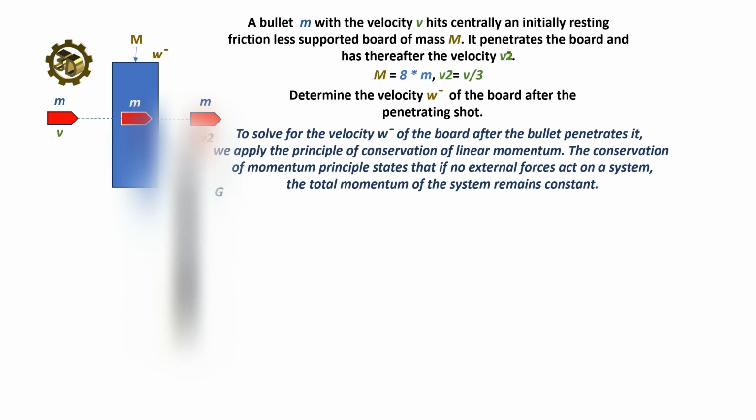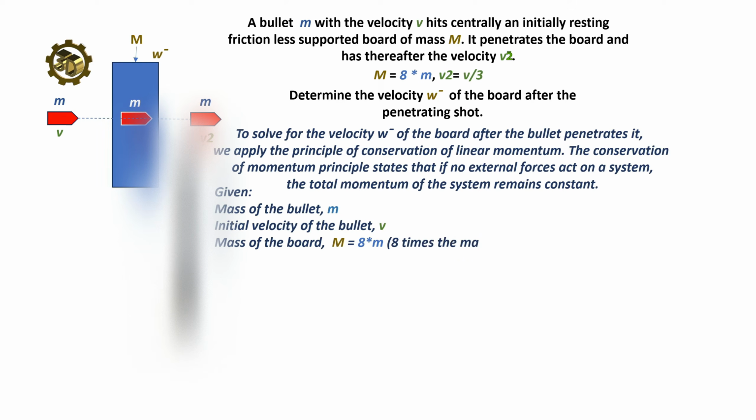Given: mass of the bullet m, initial velocity of the bullet v, mass of the board M equals 8 times the mass of the bullet. Velocity of the bullet after penetrating the board v2 equals v divided by 3.